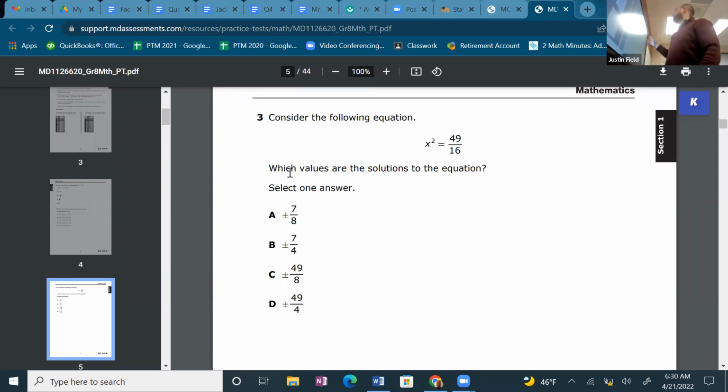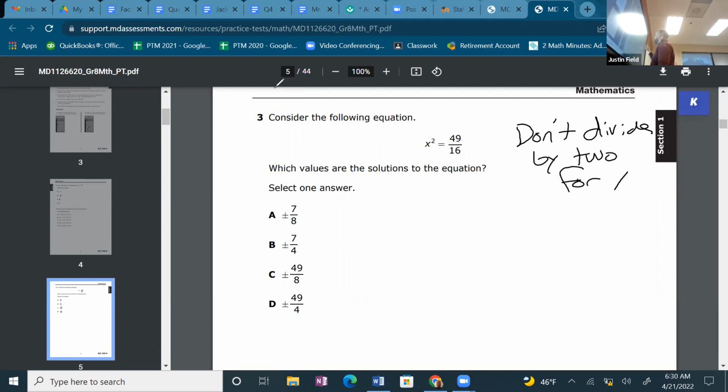Okay, so x squared. So we did the Pythagorean theorem. We did just the square roots and the cube roots. And so how do we solve this? Well, don't divide by 2. So write this question down and write don't divide by 2 for x squared. All right, something a lot of people do. But instead, square root.